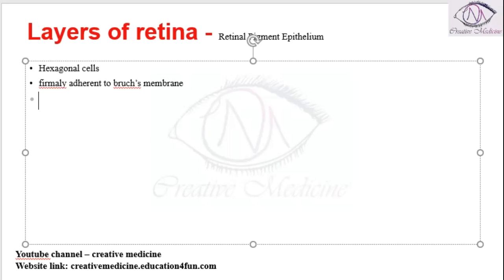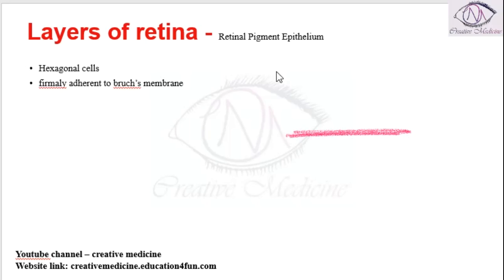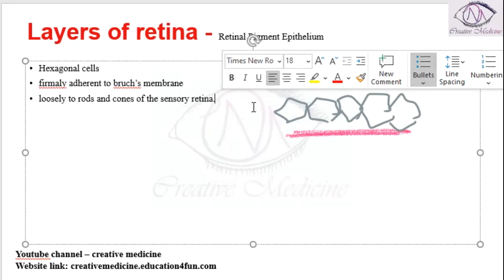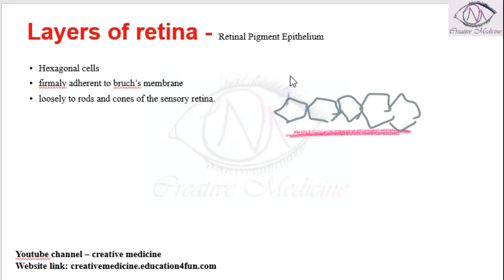Bruch's membrane is the layer of the choroid. So, if this is the Bruch's membrane, it contains hexagonal cells which are attached to the Bruch's membrane like this. It is attached firmly to the Bruch's membrane, and loosely attached to the rods and cones of the sensory retina. Like this. Next, this layer is important for metabolic support to the neurosensory layer.